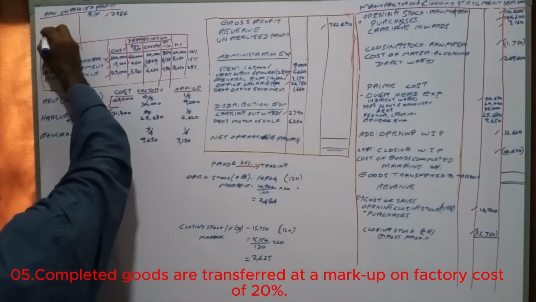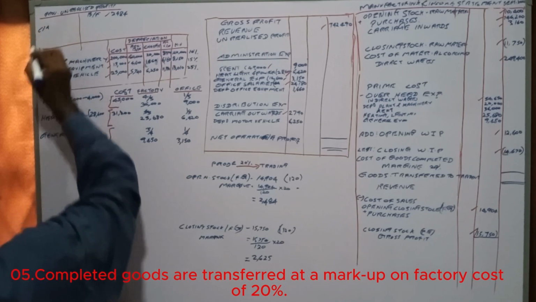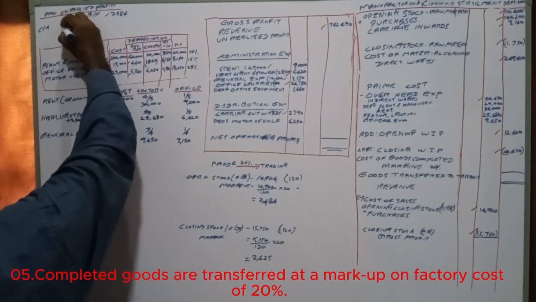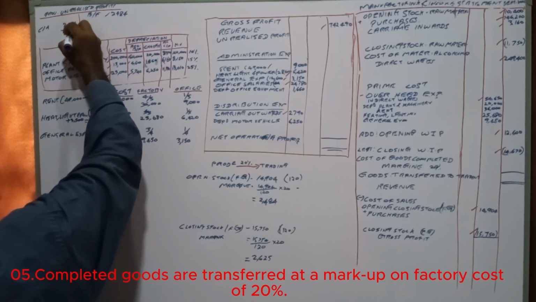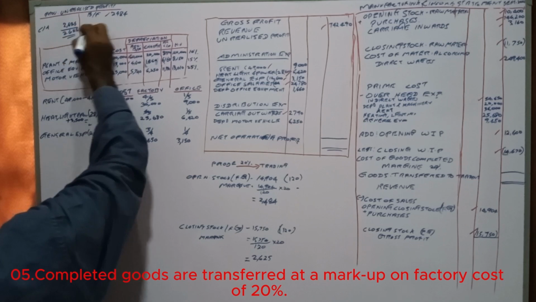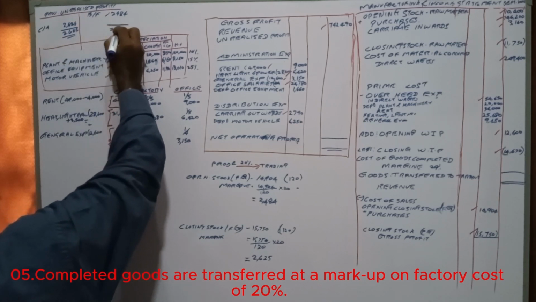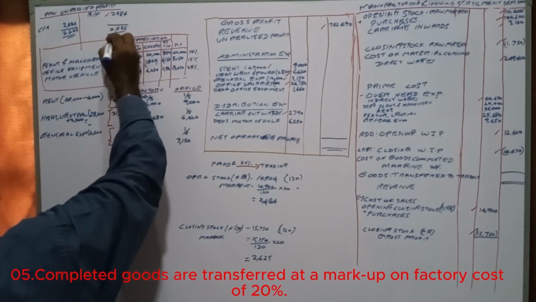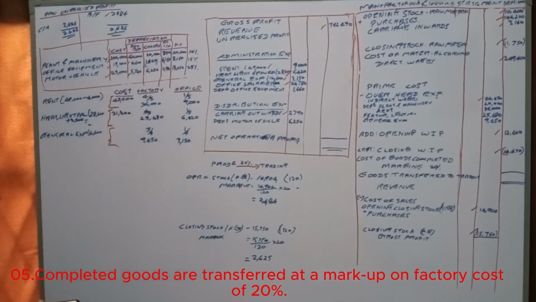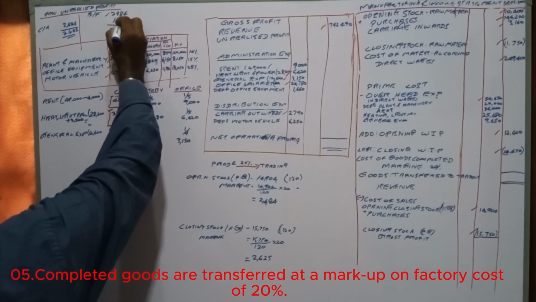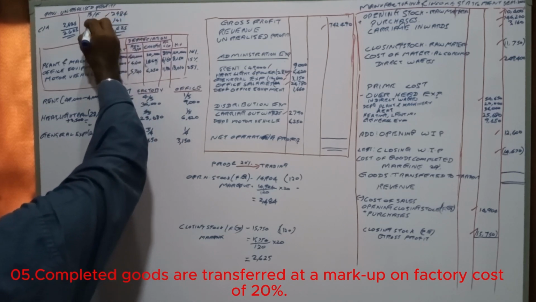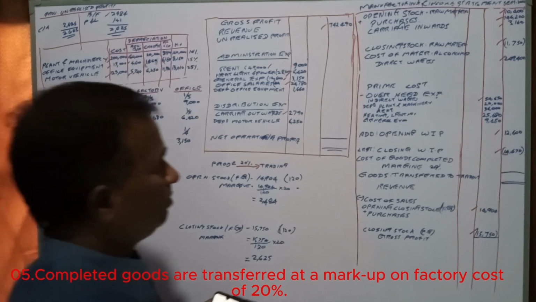Closing balance carried down, right? 2,625 minus 2,484 is 141, which should go to profit and loss. The profit and loss account should be debited.